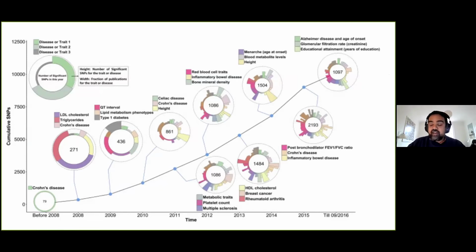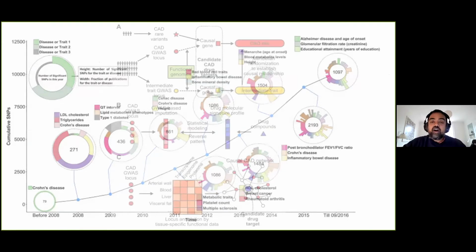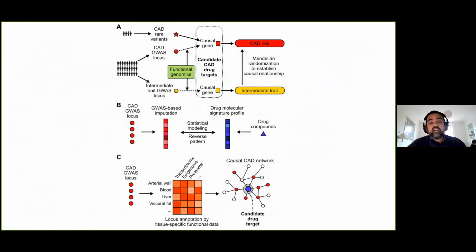And this is another example of a similar kind of research. This is only up till 2016. This is the number of SNPs that have been associated with various traits here. And you can see that the number of SNPs are massively exploding, but all of these have to go through a particular process before we can get through the drug compounds.